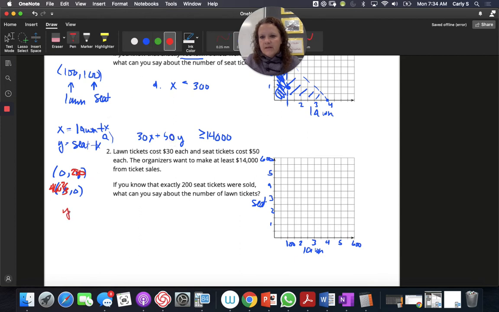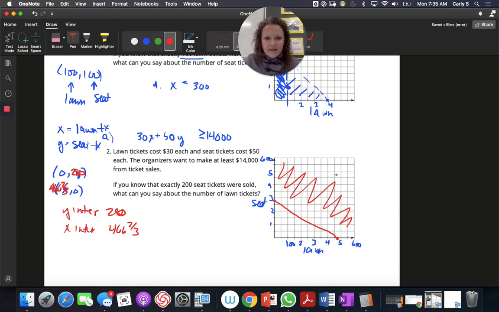So my y-intercept is 280, and my x-intercept is 466 2/3. We cannot sell 2/3 of a ticket. We know that. All right, so 450, 66. And 280, 250, 60, 70, 80, right about there. And we are solid line, and we want to shade above.